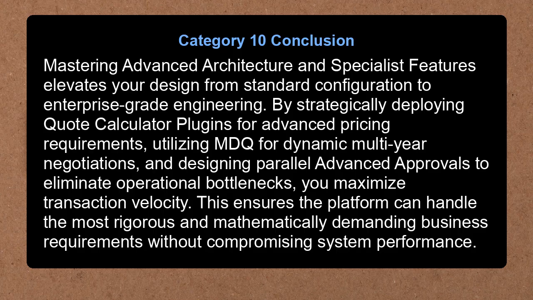Category 10. Conclusion. Mastering advanced architecture and specialist features elevates your design from standard configuration to enterprise-grade engineering. By strategically deploying quote calculator plugins for advanced pricing requirements, utilizing MDQ for dynamic multi-year negotiations, and designing parallel advanced approvals to eliminate operational bottlenecks, you maximize transaction velocity. This ensures the platform can handle the most rigorous and mathematically demanding business requirements without compromising system performance.